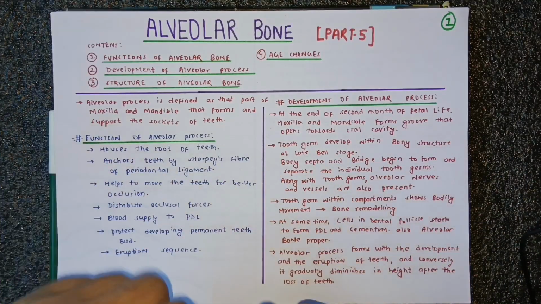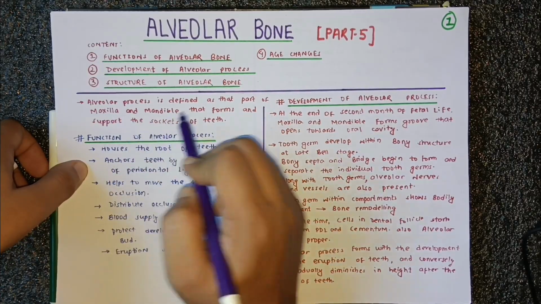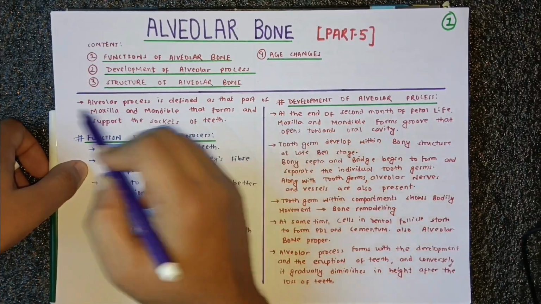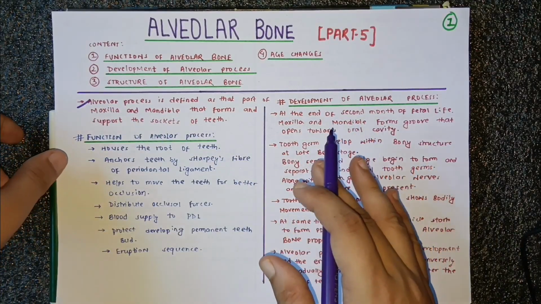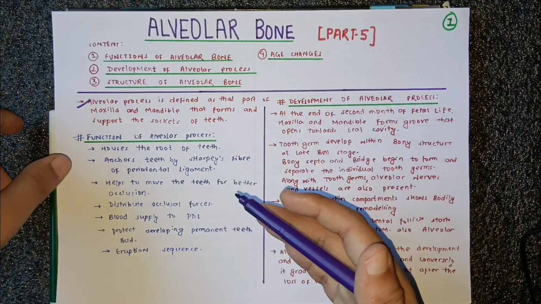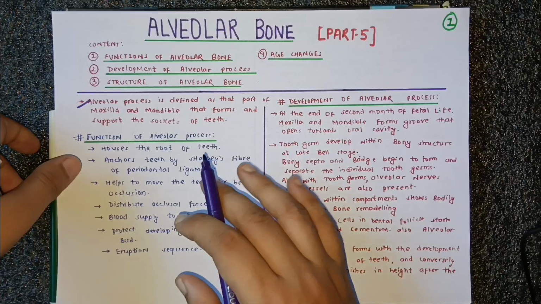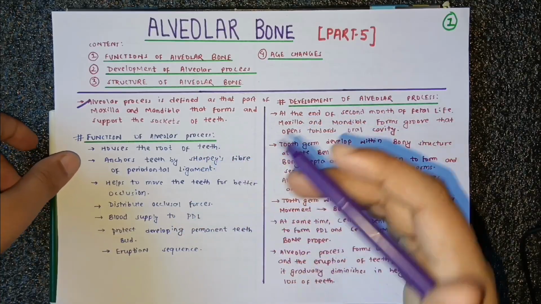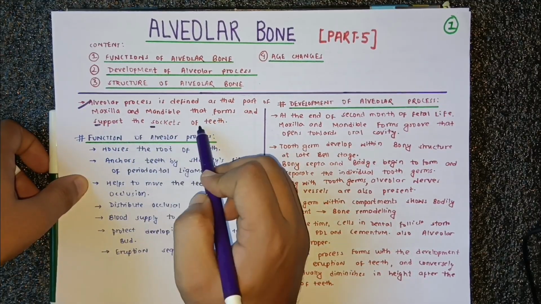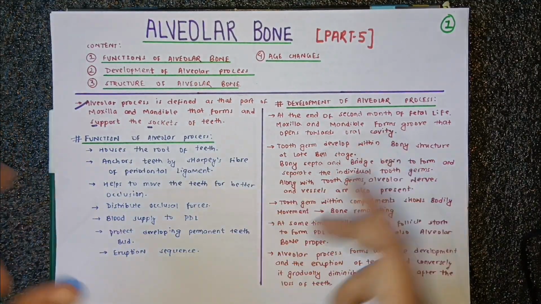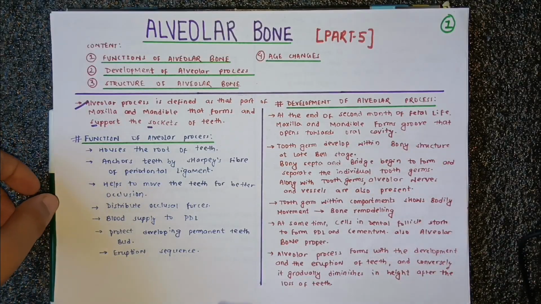As I have written here, the alveolar process is defined as that part of the maxilla and the mandible that forms and supports the socket of the teeth. We discussed this previously in the first video. The alveolar process is part of the maxilla, that is the upper jaw, and the mandible, that is the lower jaw. It supports the teeth in the socket, so it forms the socket in which the tooth is lodged. I think you are clear on this.